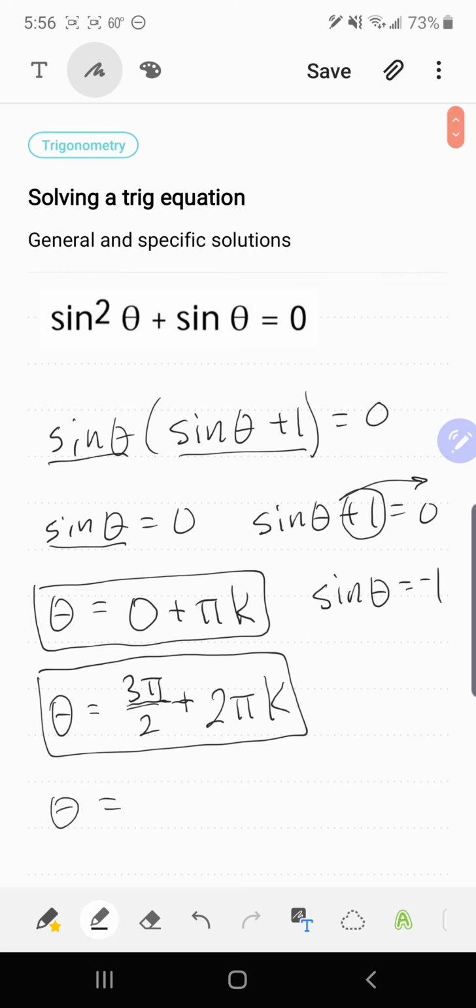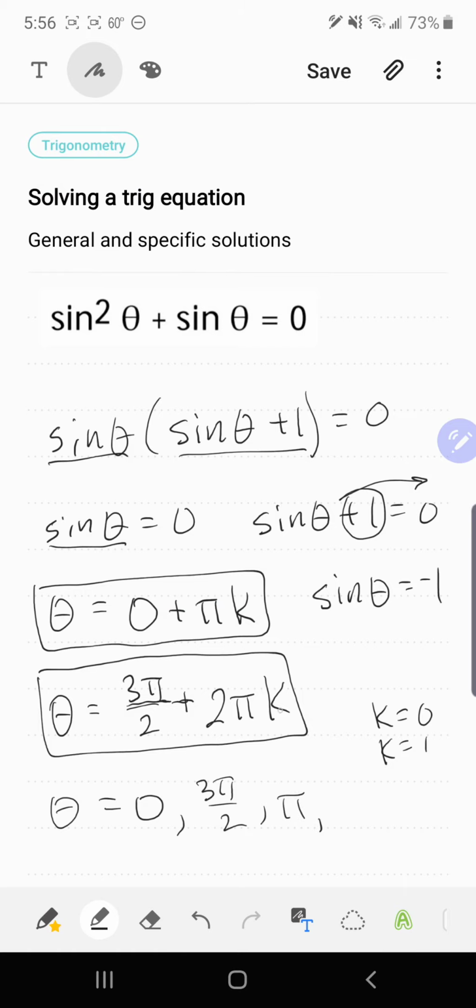And so now what we want to do is find all of the angles from 0 to 2 pi that satisfy this equation. So looking at the first one, let's consider first k equal to 0. So if k is 0, we're going to get an angle of 0 degrees. And if k is 0 in the bottom one, we're going to get 3 pi over 2. And then let's consider k is 1.